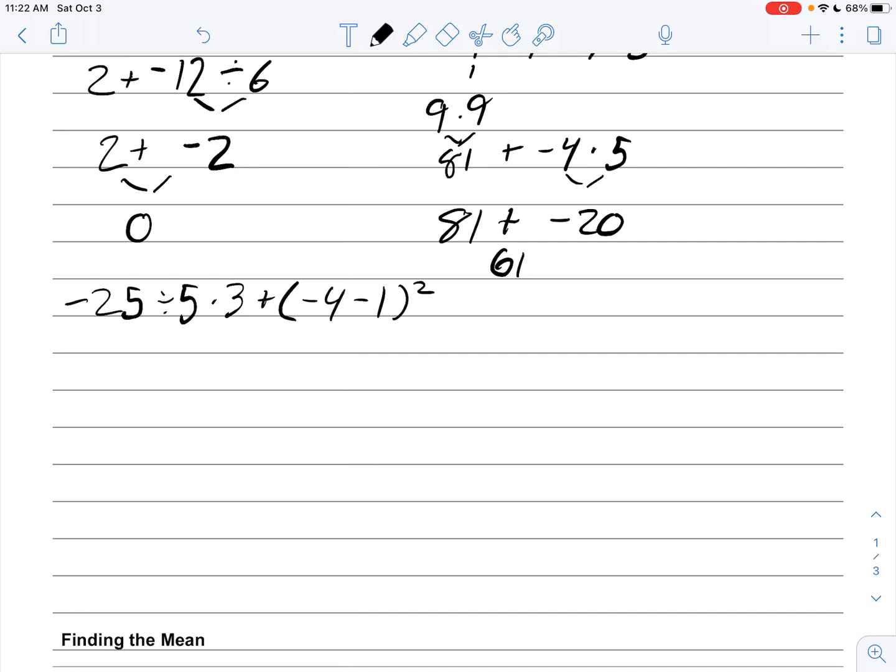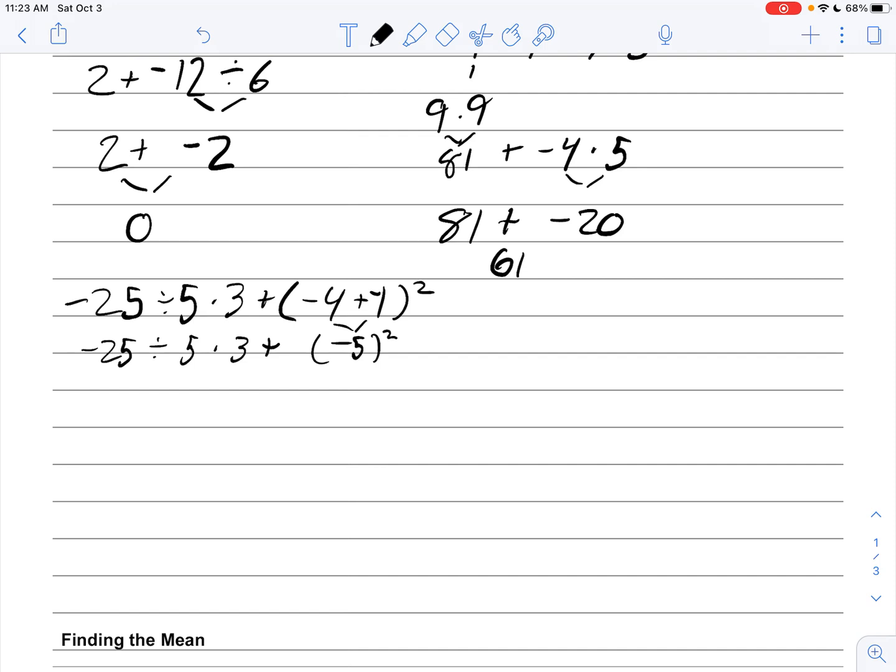Okay? Starting with parentheses, negative 4 minus 1. Well, if I use my adding the opposite, this will be the same as negative 4. I change it to addition, and the opposite of 1 is negative 1. So this will be negative 4 plus negative 1 in my parentheses. Adding this, negative 4 plus negative 1, that gives me negative 5. And I'm just going to leave those parentheses for a second because I do have that squared, and I want to not get confused. And then I just bring down the rest of my problem, everything else that was above.